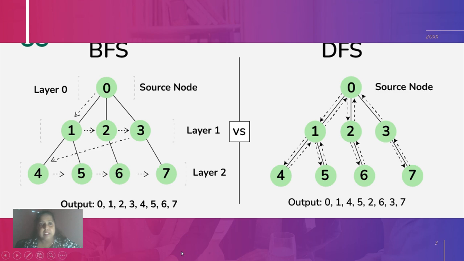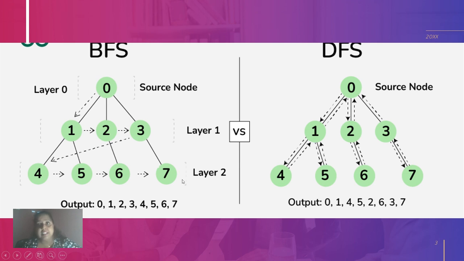Other than that, when you consider how the output is generated, BFS starts with the value 0 in this example, then it goes to value 1, then 2, 3. After that, it goes to the values 4, 5, 6, 7. That's how it generates the output in breadth first search.